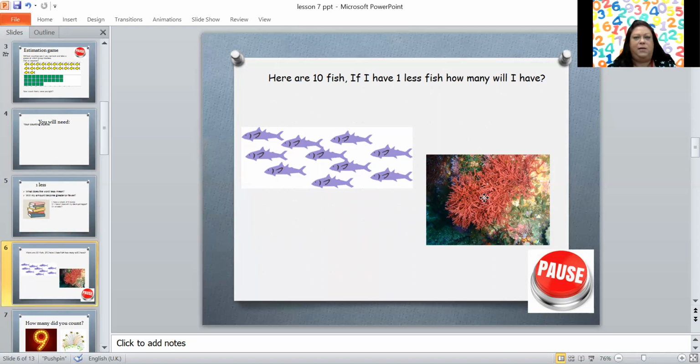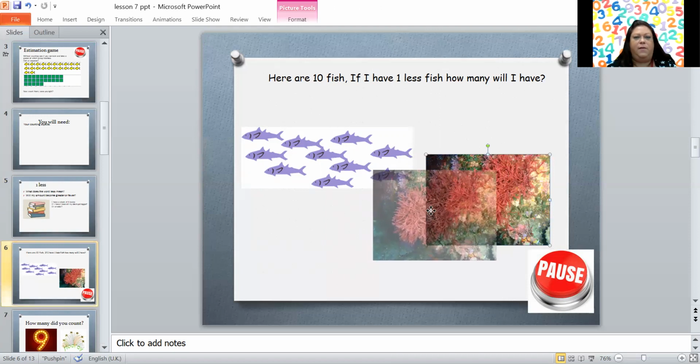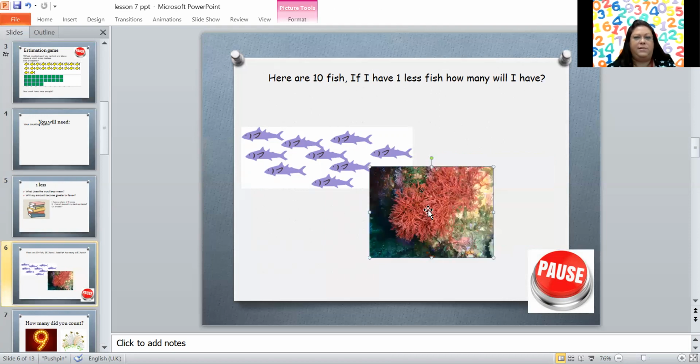So let's see. There we go. Let's hide that one there. Let's see. So if I've got 10 fish and then one less fish, how many will I have? 1, 2, 3, 4, 5, 6, 7, 8, 9. I will have 9 fish. And that makes sense, doesn't it? Because 9 is a smaller number than 10. 9 is one less than 10.